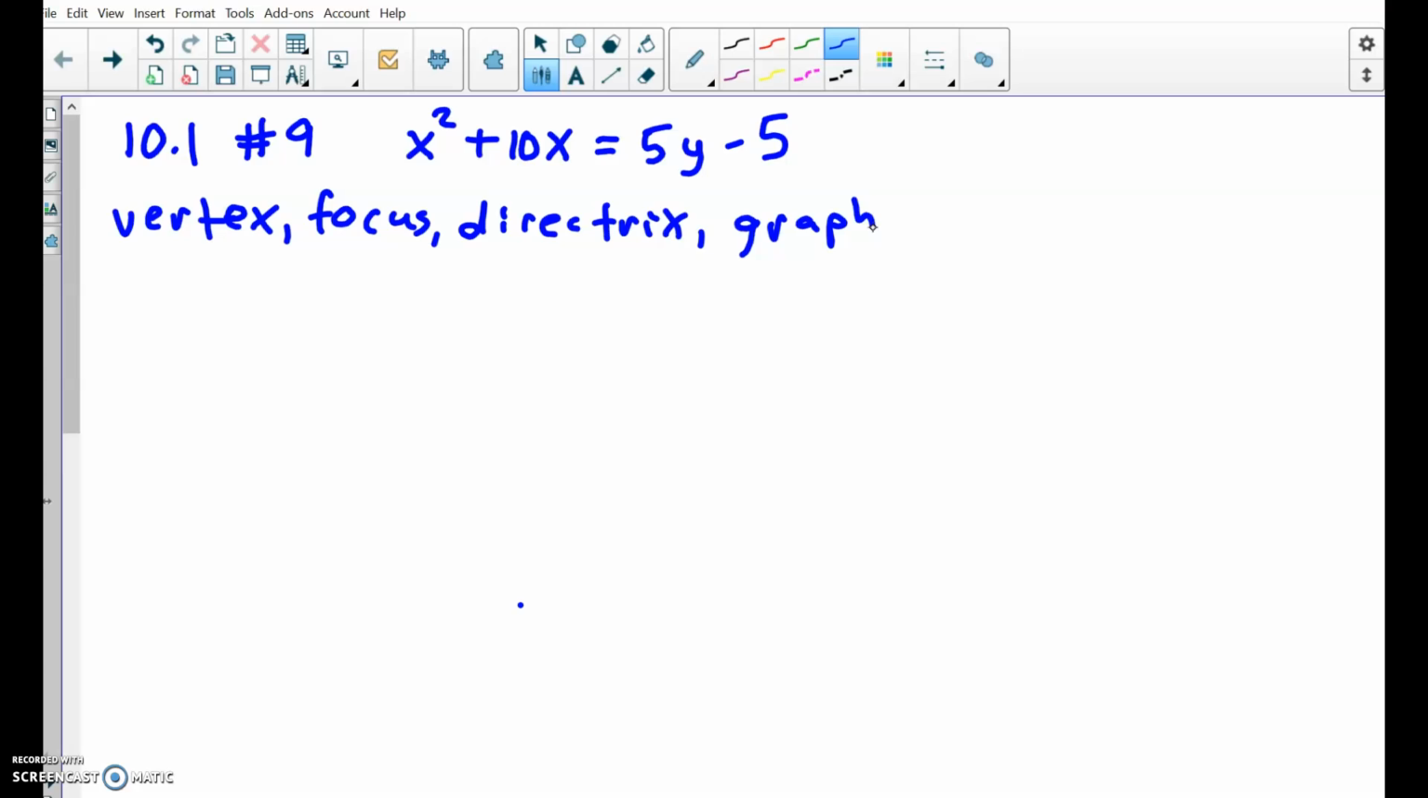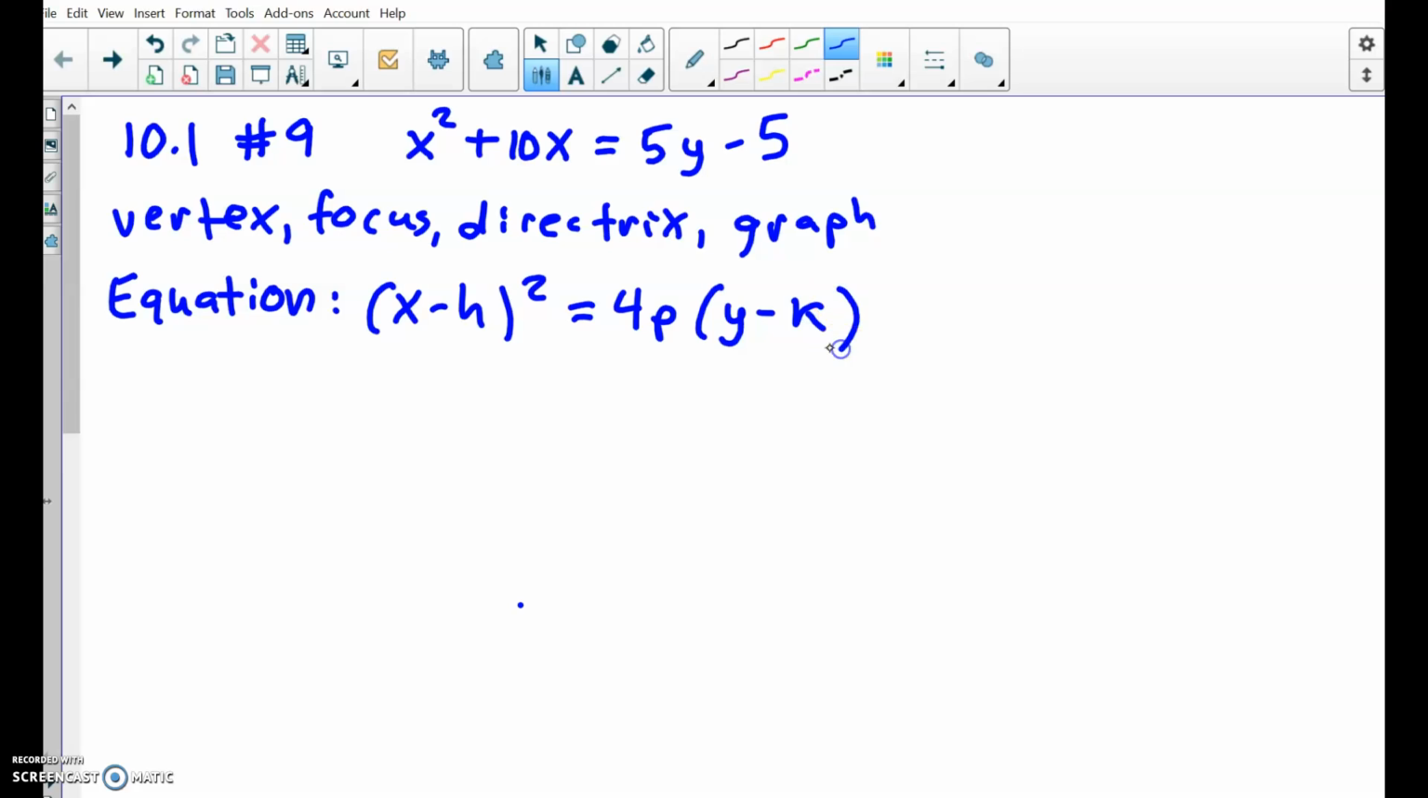Okay. Because of the equation we were given, we can see that the square is on the x part. So I'm going to look up the equation for a parabola where x is squared. So here's the equation. It is x minus h squared is equal to 4p times y minus k. Okay, so that's a standard form.